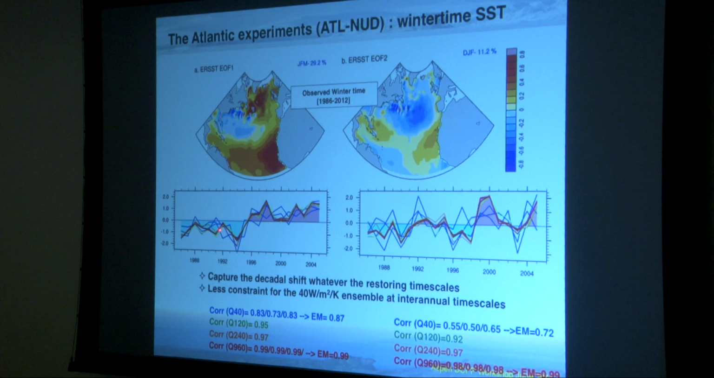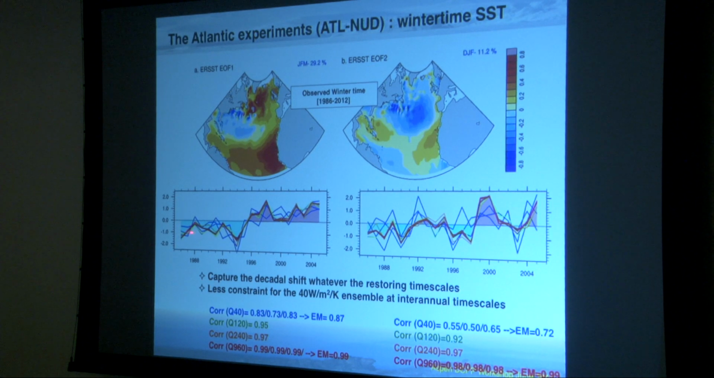So in color, this is the observed time series, so you can really see the shift in 95, 96 with warming after 95, 96, corresponding to this pattern here. And each line here corresponds to the pacemaker experiments that I just described. So in red, this is the one with a very strong restoring. So there are 3 members here.